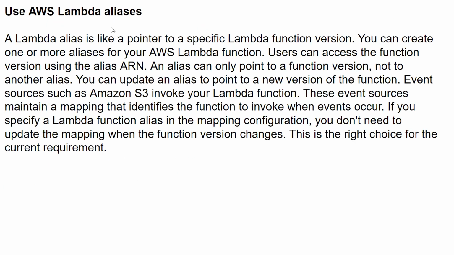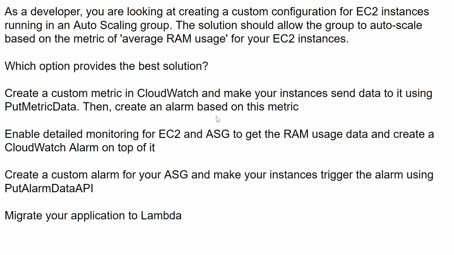Use AWS Lambda aliases. I learned about this. As a developer, you are looking at creating a custom configuration for EC2 instances running in an auto-scaling group. The solution should allow the group to auto-scale based on the metric of average RAM usage for your EC2 instances. Which option provides the best solution?